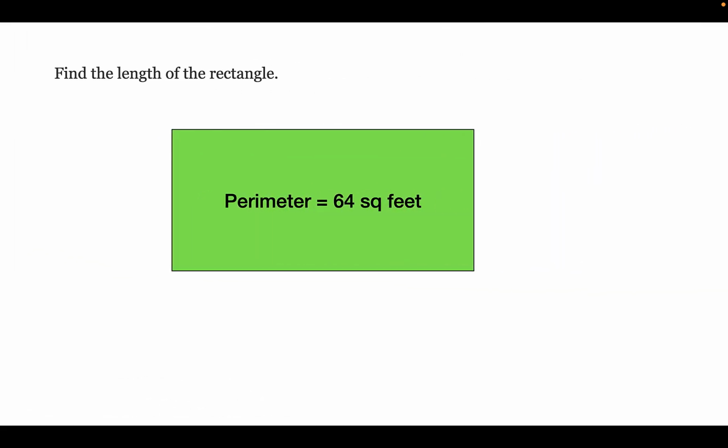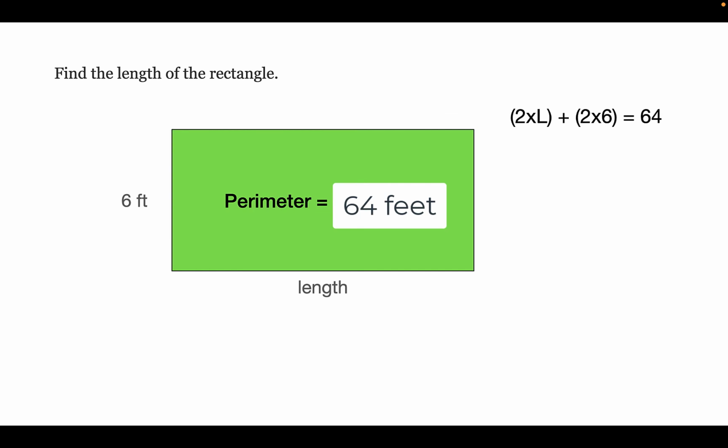How about this rectangle? It says find the length of the rectangle. The side is 6 feet. We don't know the length, but the perimeter is 64 feet. That should say feet, not square feet. All right, so for perimeter, we add up all four sides, or we could say 2 times length plus 2 times width. So let's write out our formula. 2 times length plus 2 times width, or 2 times 6, equals that 64.